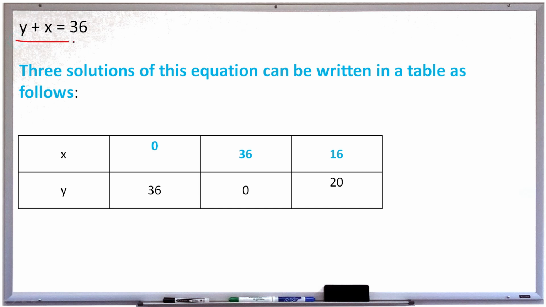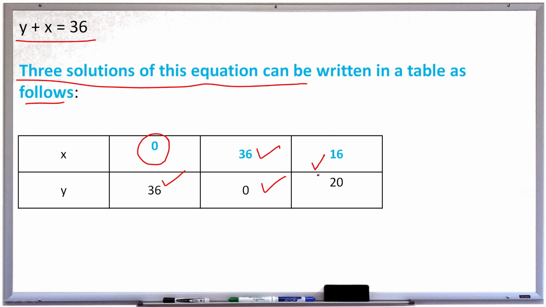x plus y is equal to 36. Three solutions of this equation can be written in tabular form. Put the value of x is equal to 0 in the equation, you will get y is equal to 36. x is 36, y is equal to 0. x is 16, you will get y is equal to 20.